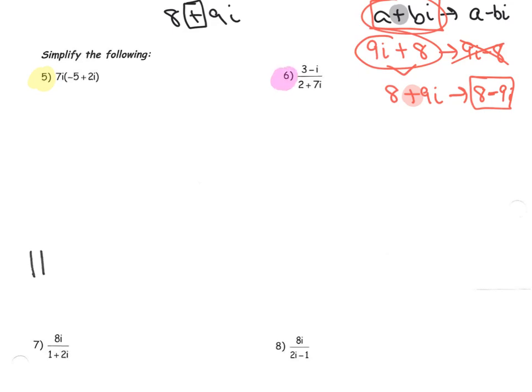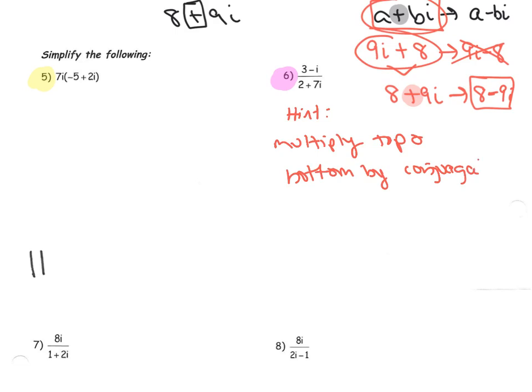All right, so question 5, nice and easy. Sorry, I gave you the harder one for question 6. Just remember as your little hint, you should be multiplying for 6. Multiply top and bottom by the conjugate of the denominator. Make sure it's in a plus bi form.